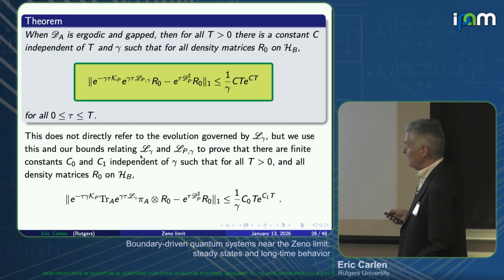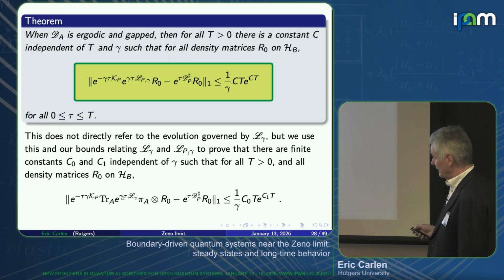But we already have results that relate the full evolution to the projected evolution. And so putting these two things together, one can get this statement over here, which is maybe the best way to think about it. So what you do, take something that's on this slow manifold, pi A tensor any density matrix on B, run it forward for time gamma tau under the full evolution, trace out A, and then run it backwards under the projected coherent evolution. That's the same thing in the gamma limit, in the Zeno limit, as running it forward under this new Lindbladian.